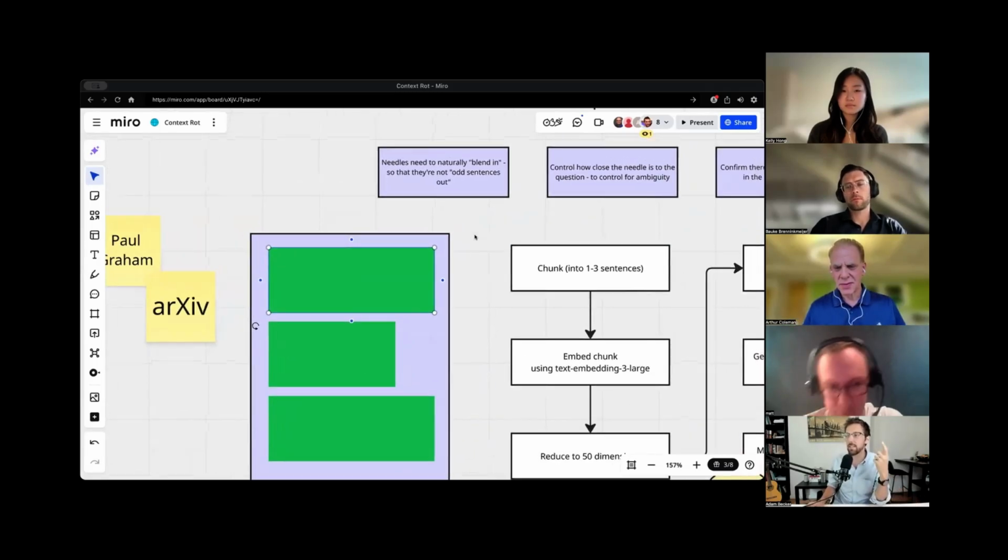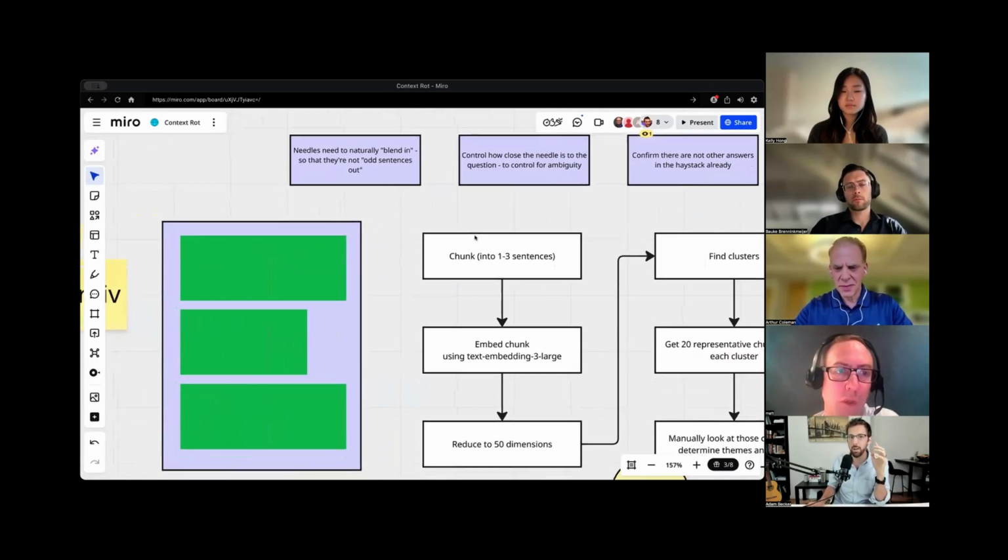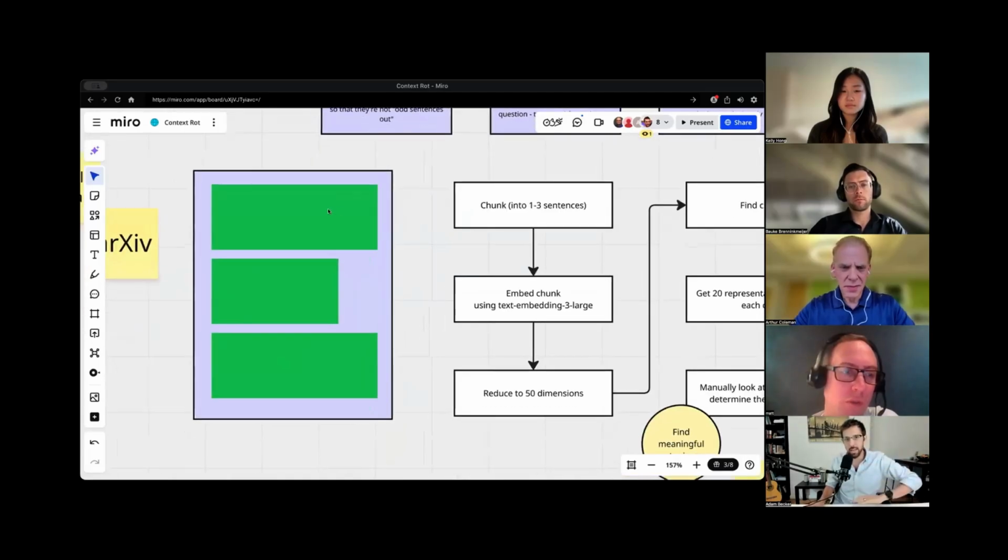So if those are the requirements, what you want to do is actually look through the haystack, try to pick up the right topics, understand what the topics are there, and then come up with a question and invent a bunch of answers and embed those answers in, and then run the test. So this is what they do.